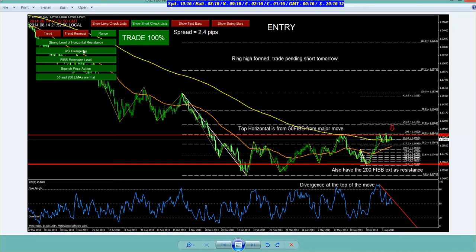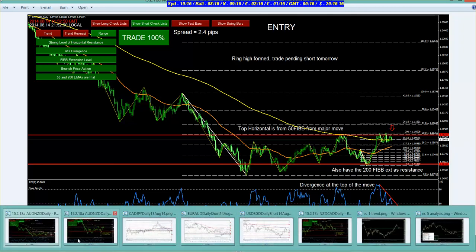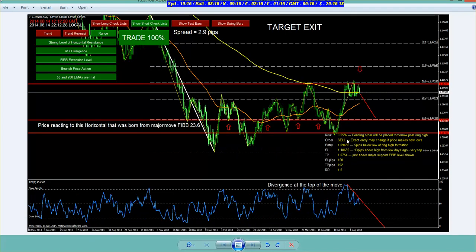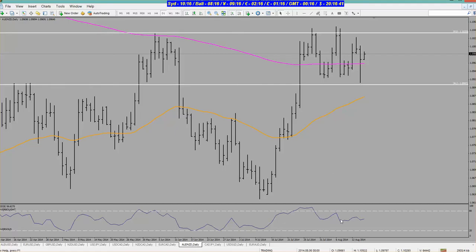But yeah, you've got all the reasons there to make that argument, and I think you've got another on the daily here. Pending order we place tomorrow, post the ring high. Sell exact entry may change if price makes new lows, 5 pips, yep, just above the support. And this is your target area here, or potentially this one. Price reacting to this horizontal is born from the major fib. We're seeing the divergence, okay.